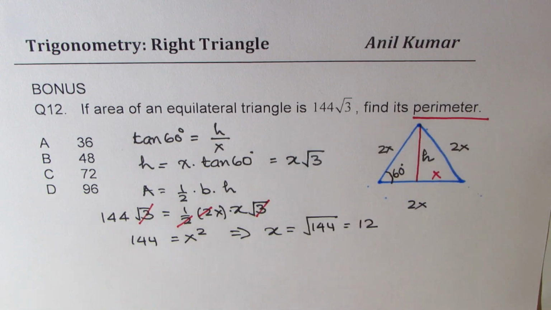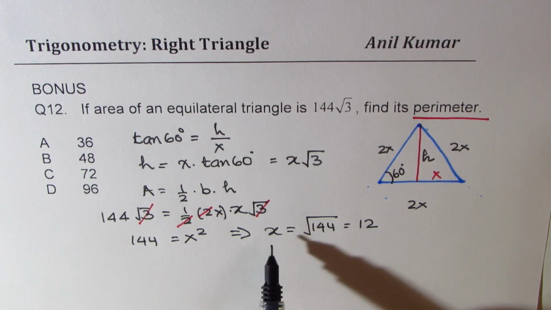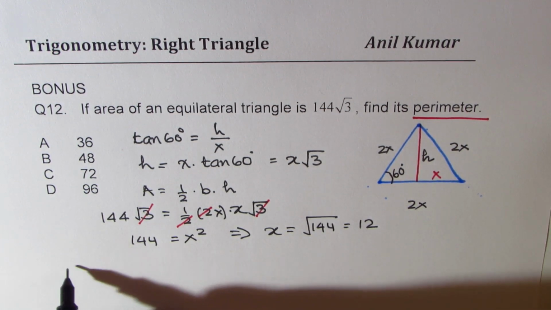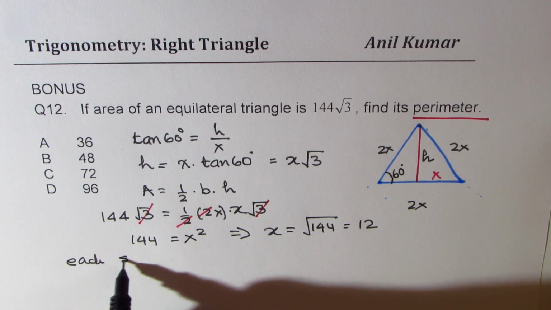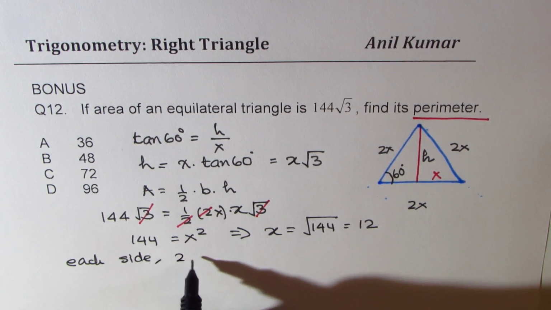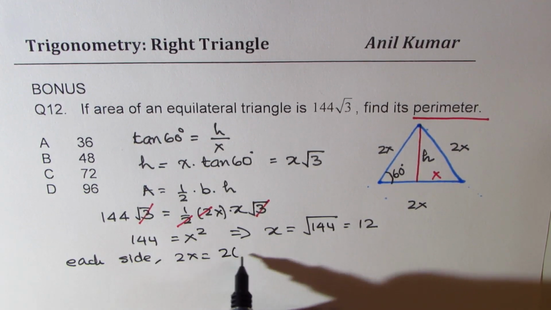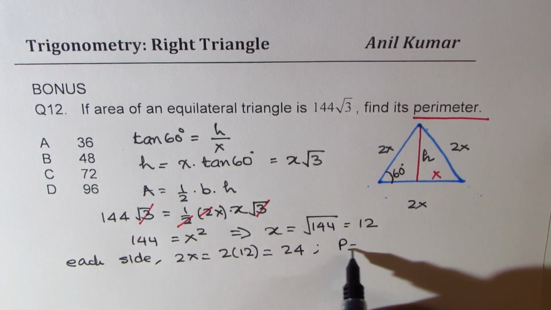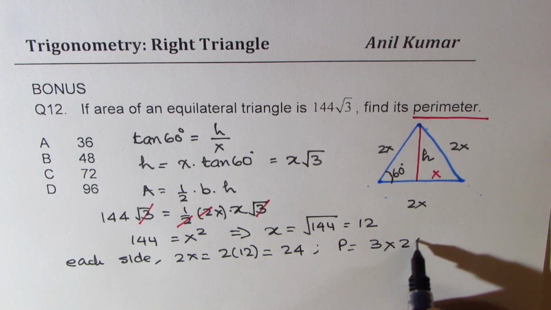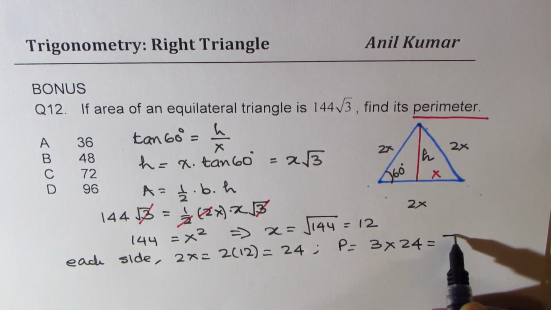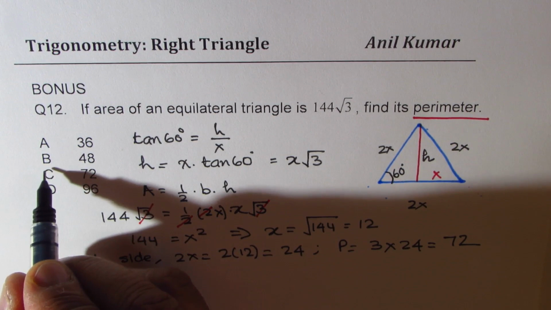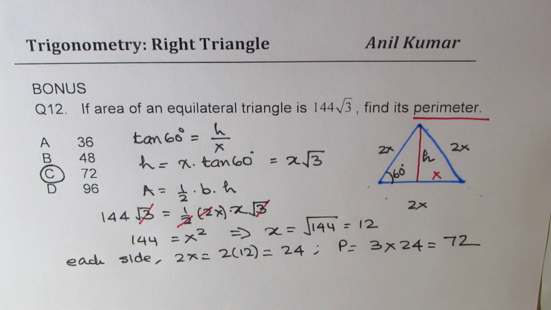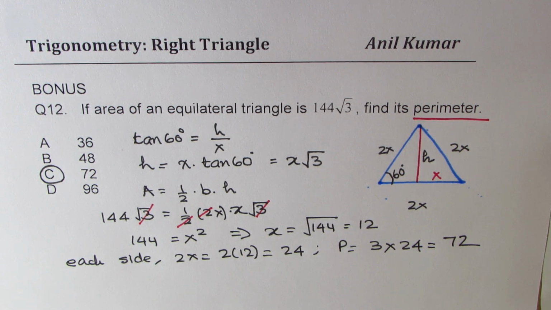So it is the square root of this number, clearly, right? So if x is 12, what is 2x? Each side is 2x, which is 2 times 12, which is 24. And therefore, the perimeter is 3 times 24, all equal sides, correct? So that gives you 72. So option C is the right option. Is that clear? So that is how you're going to solve this beautiful question.